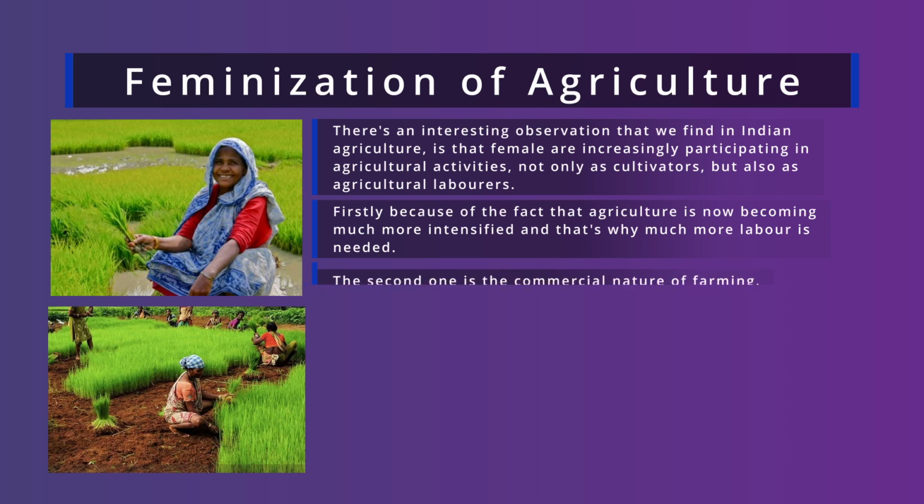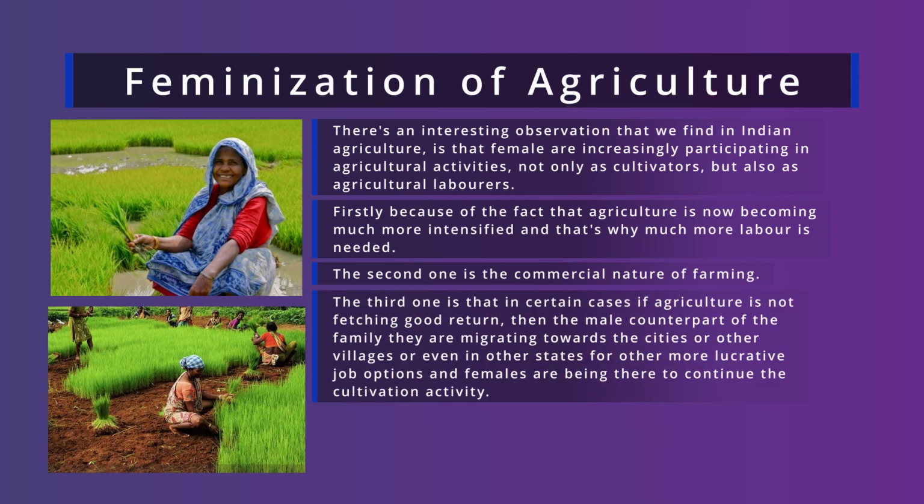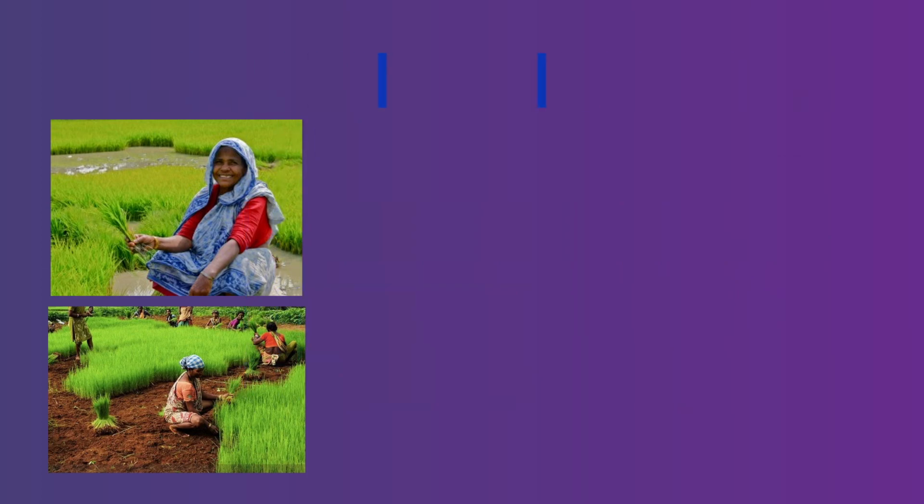The second one is the commercial nature of farming. The third one is that in certain cases, if agriculture is not fetching good return, then the male counterpart of the family is migrating towards the cities or other villages or even other states for more lucrative job options, and females are left there to continue the cultivation activity.